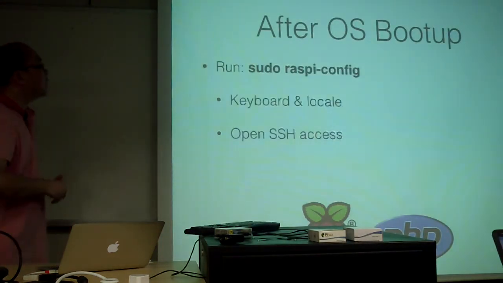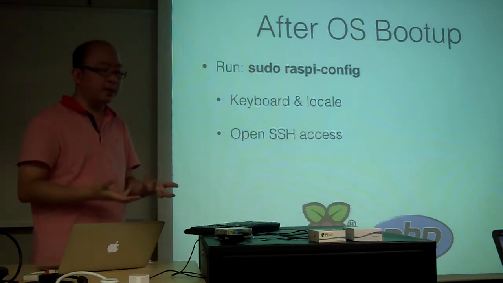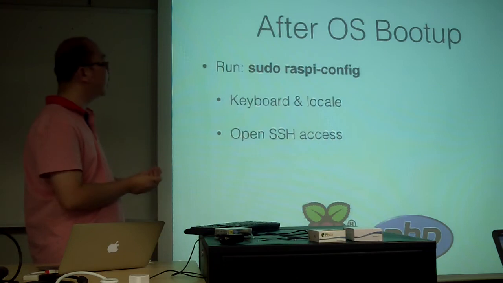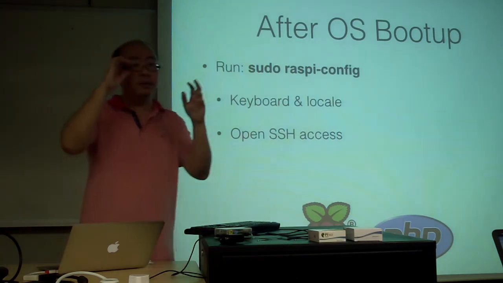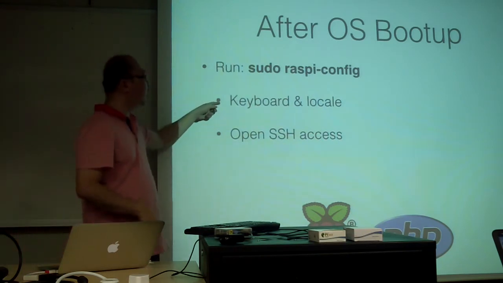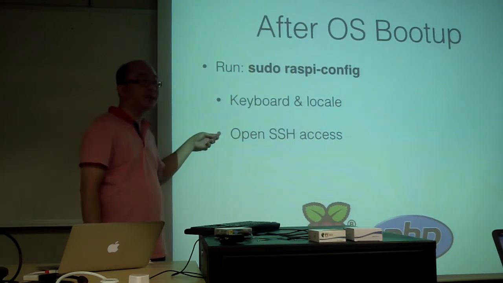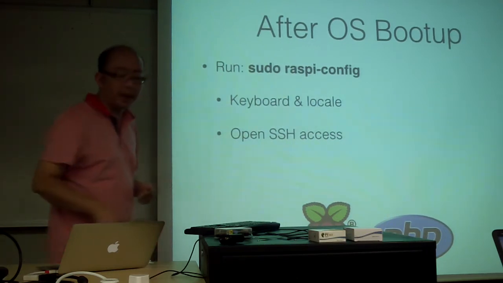So first thing you want to do after you boot up is run this command. The first time it boots up, it will run this command, and it's basically a configuration utility. This is screen-based, so you go through it and you can reconfigure your keyboard and locale settings. You can also open up SSH access to this little Raspberry Pi, right?